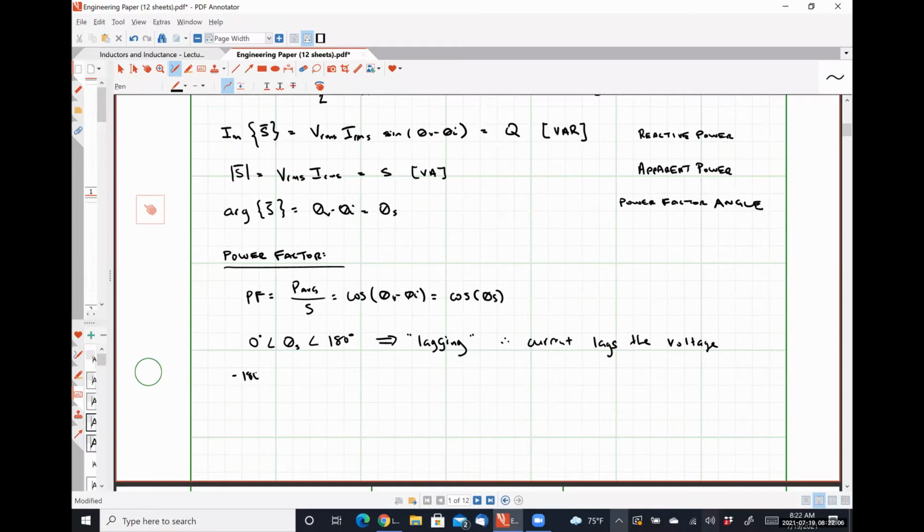When -180 degrees is less than theta S is less than 0 degrees, we have a leading system, where the current leads the voltage. So for a lagging system, typically speaking, and I say typically, but it means 100% of the time, it can't not be that.